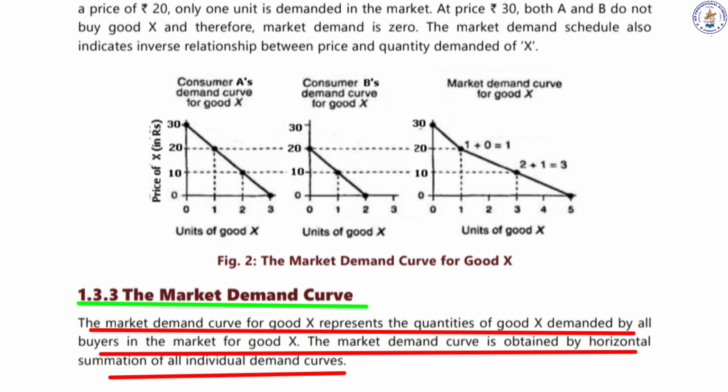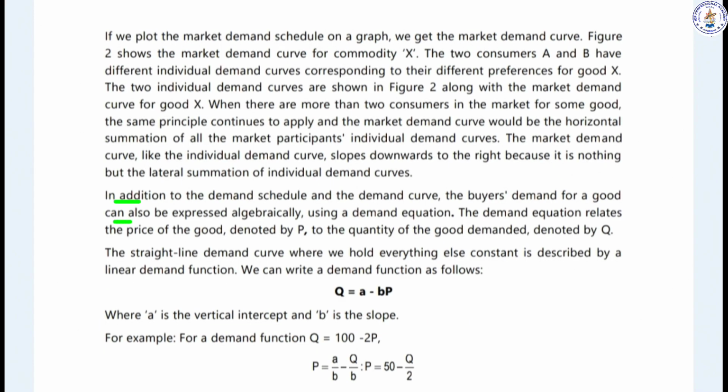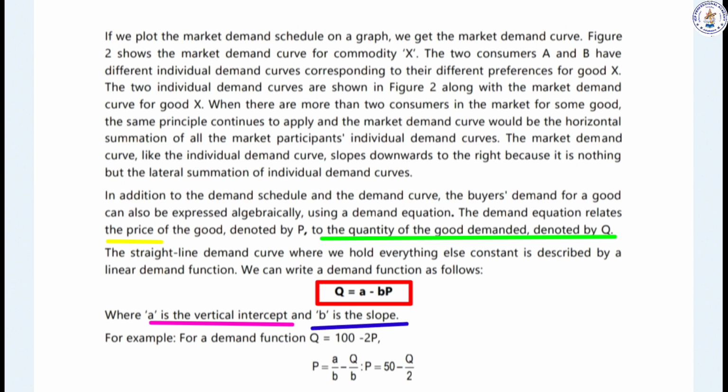Now let me give the algebraic representation of demand for the product. What is the algebraic representation? Q is equal to A minus BP. Here Q represents the quantity, A is the vertical intercept, B is the slope, and P is the price of the good.